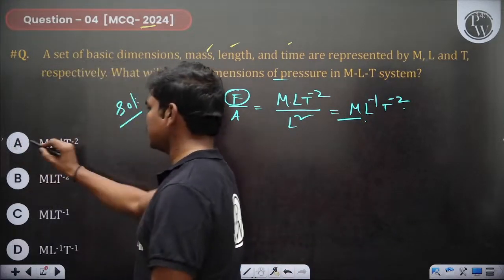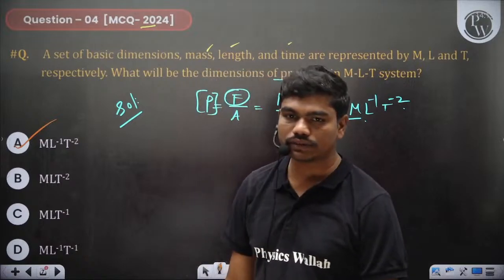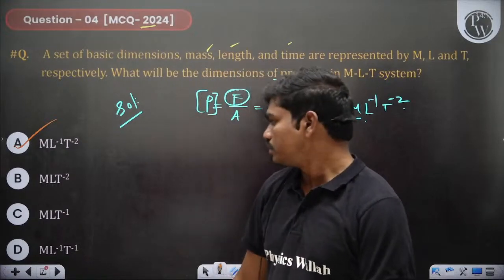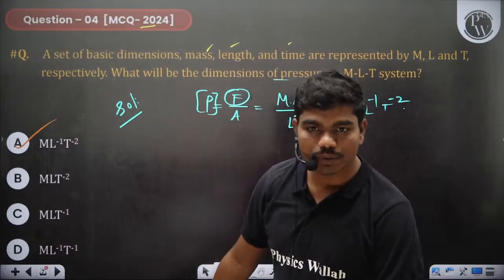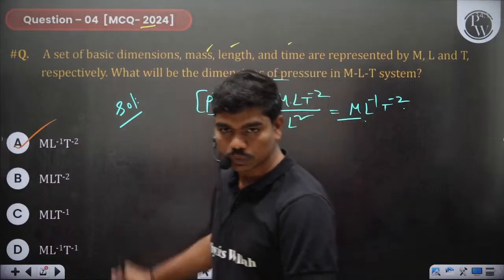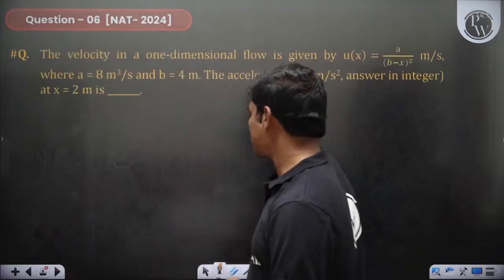Very easy question, basically for 1 mark question. Okay. So M L power -1 T power -2. ठीक है. M L power -1 T power -1 नहीं है विभू. ठीक है. You can see there are T power -2. चलो good. Next. So let's solve this question.